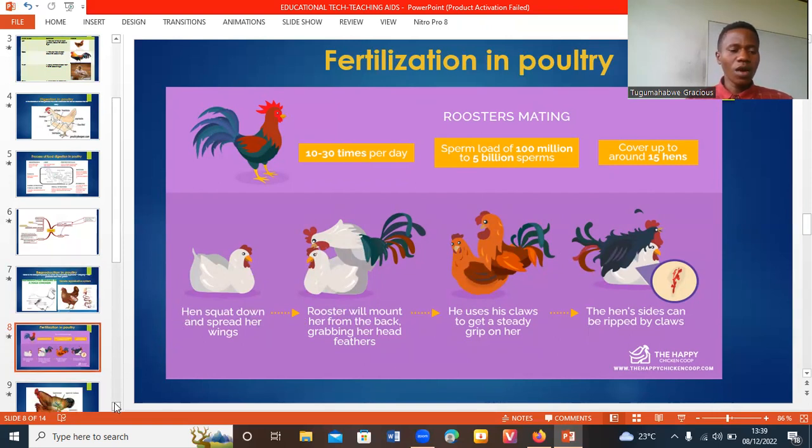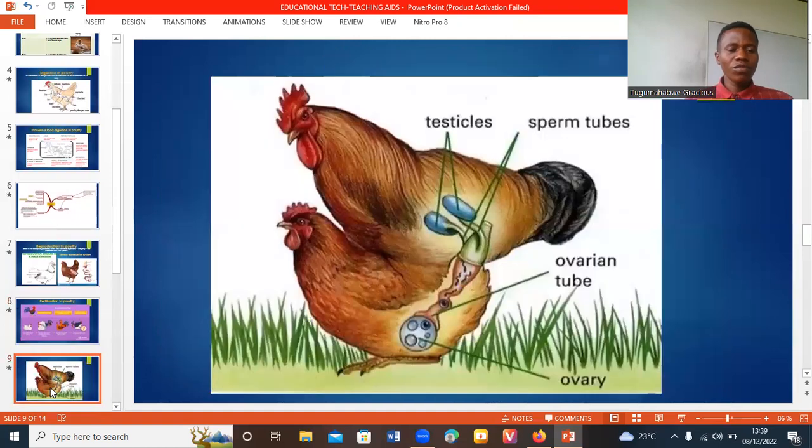Now, going through to the next aid, it is a diagram also showing how fertilization takes place. So after a cock mounts a hen, you see this is the reproductive system of a cock, and this is the reproductive system of a hen. So this diagram is indicating fertilization, generally, how it occurs.